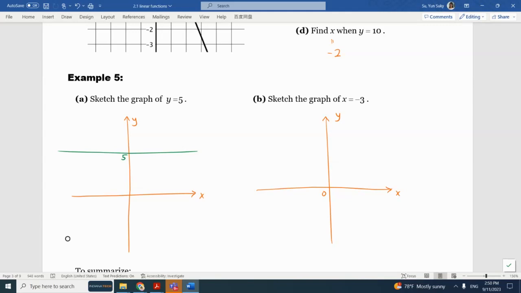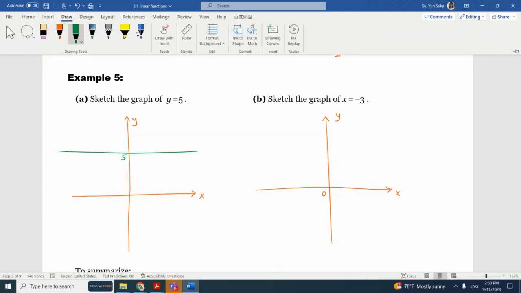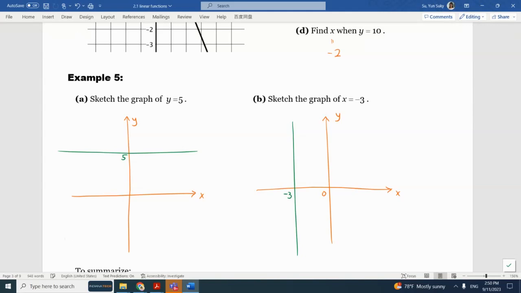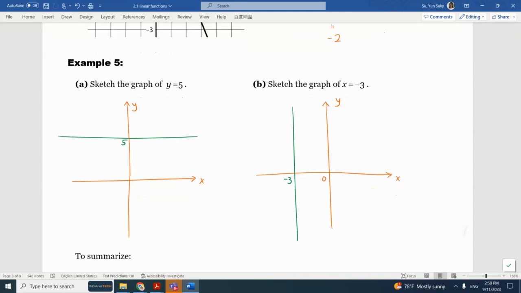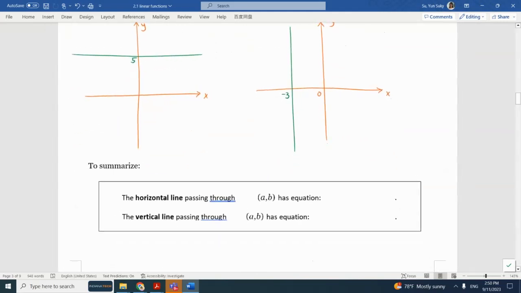It's a vertical line, and it's on the left side, right? So -3 here. We get the vertical line. Okay, everybody? That's why here the horizontal line is passing through this point.